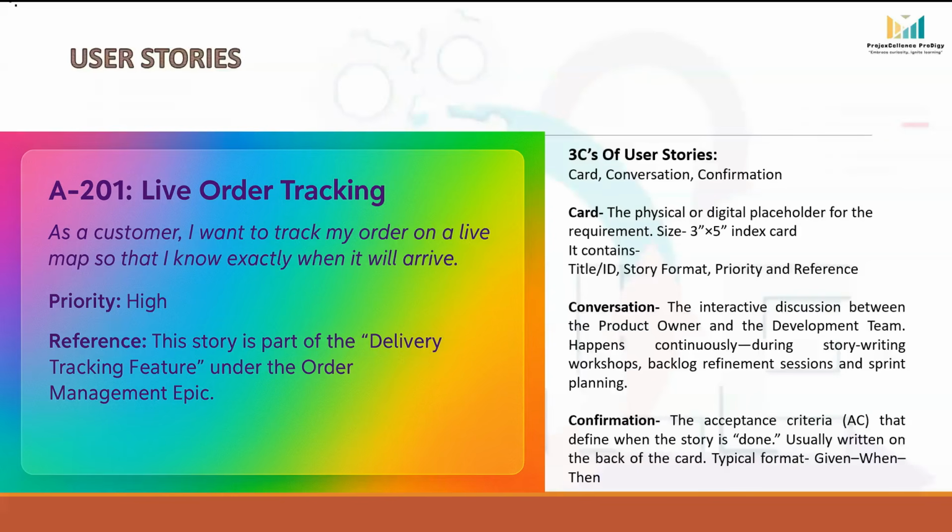Third is priority. This tells the team how important this story is compared to others. For example, high, medium, or low. In this user story, since customers expect transparency in delivery, this would likely be high priority. And the last one is the reference. It links the story back to the bigger picture, such as the feature or epic it belongs to. This ensures traceability. For example, this story is part of the delivery tracking feature under the order management epic.